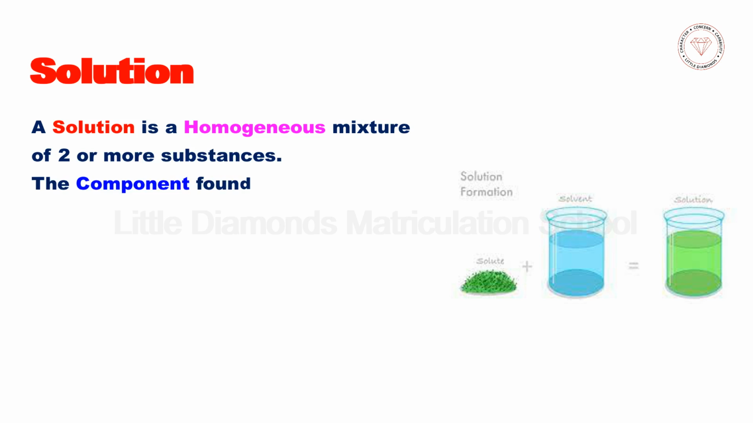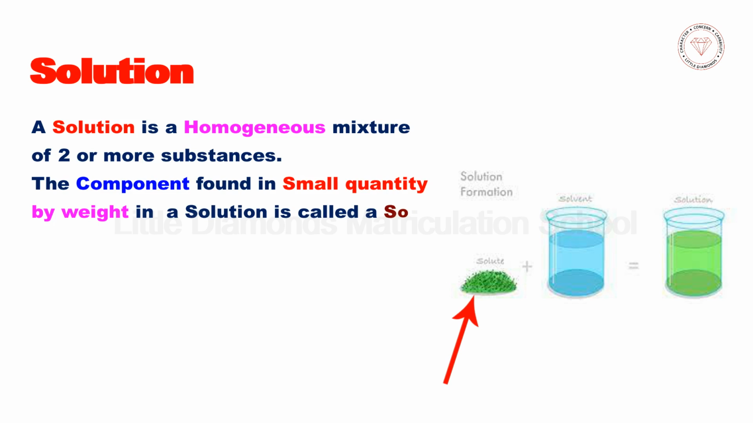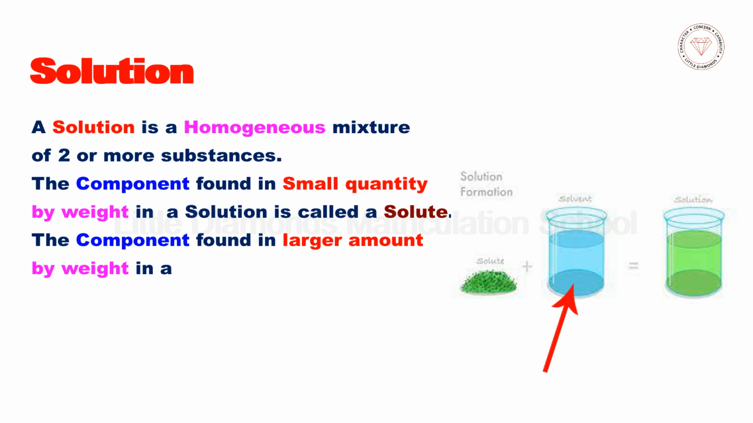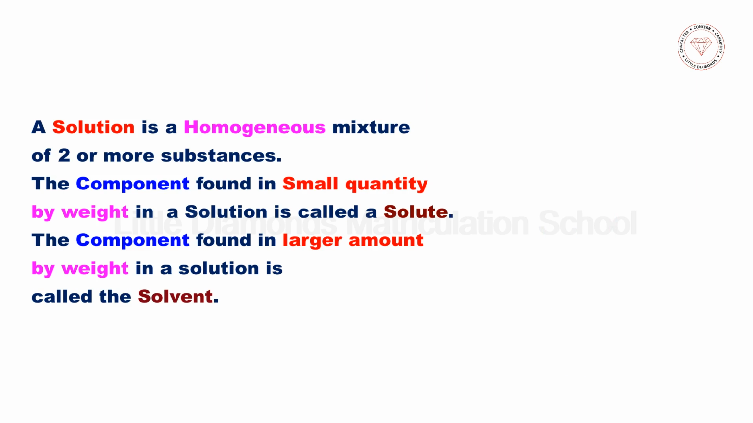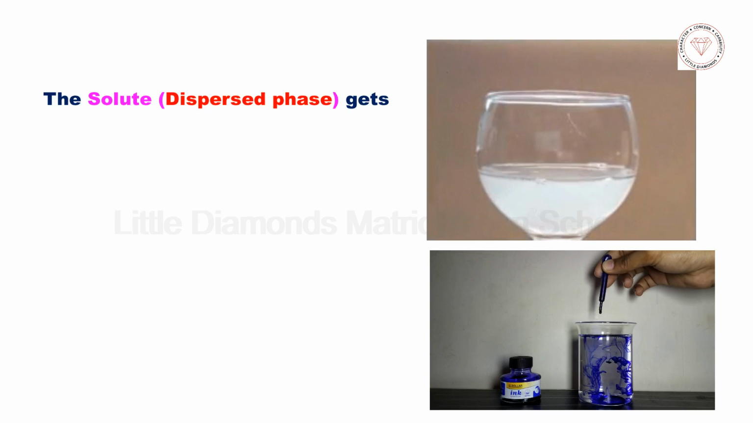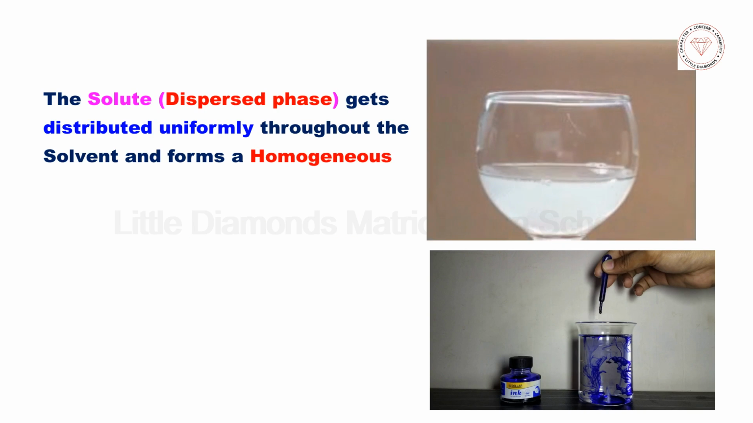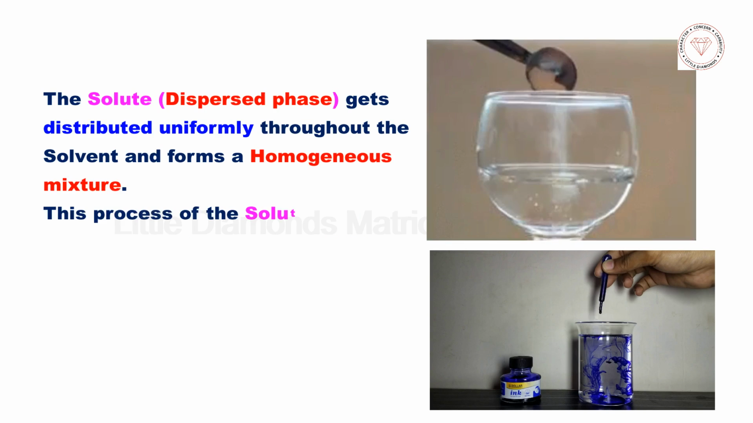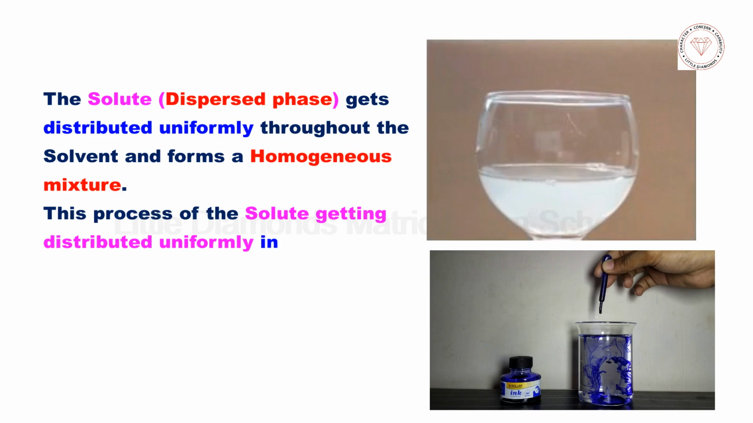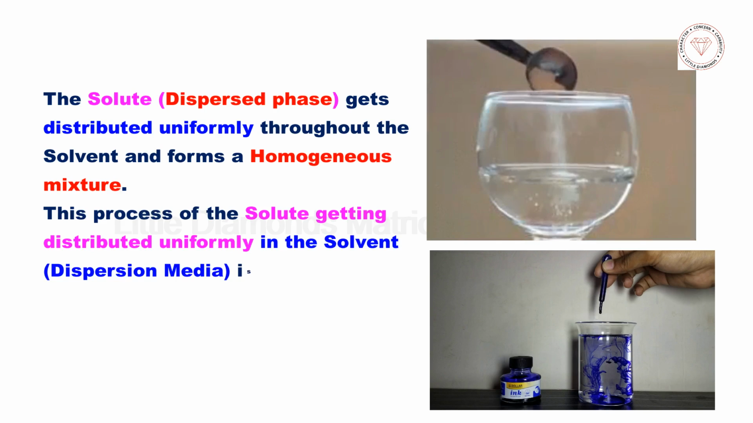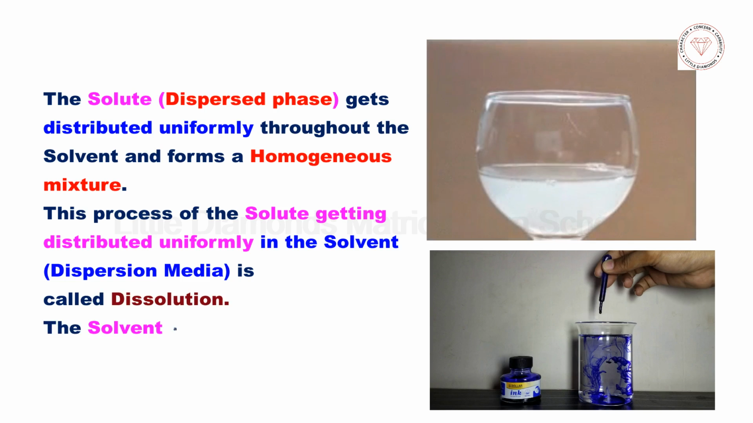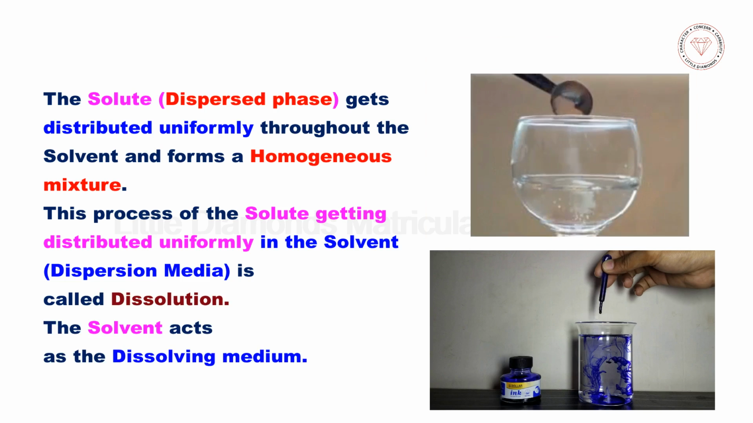The component found in small quantity by weight in a solution is called a solute. The component found in larger amount by weight in a solution is called the solvent. The solute gets distributed uniformly throughout the solvent and forms a homogeneous mixture. This process of the solute getting distributed uniformly in the solvent is called dissolution. The solvent acts as the dissolving medium.